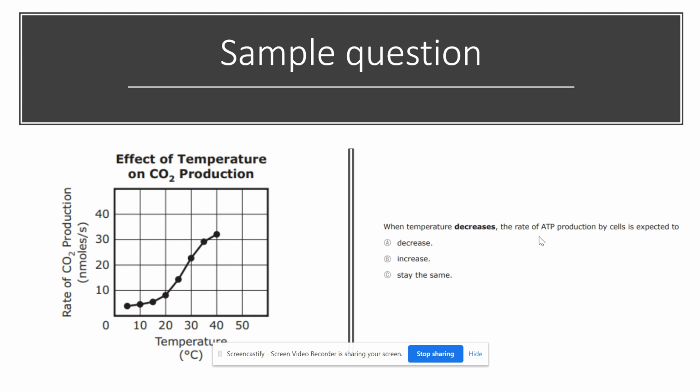All right, now what do we know about ATP production? Well, ATP is another product of cell respiration, like CO2. So if we're not making as much CO2, we're also not making as much ATP, because they are both products of the same reaction. This means that the rate of ATP production by cells is decreasing.